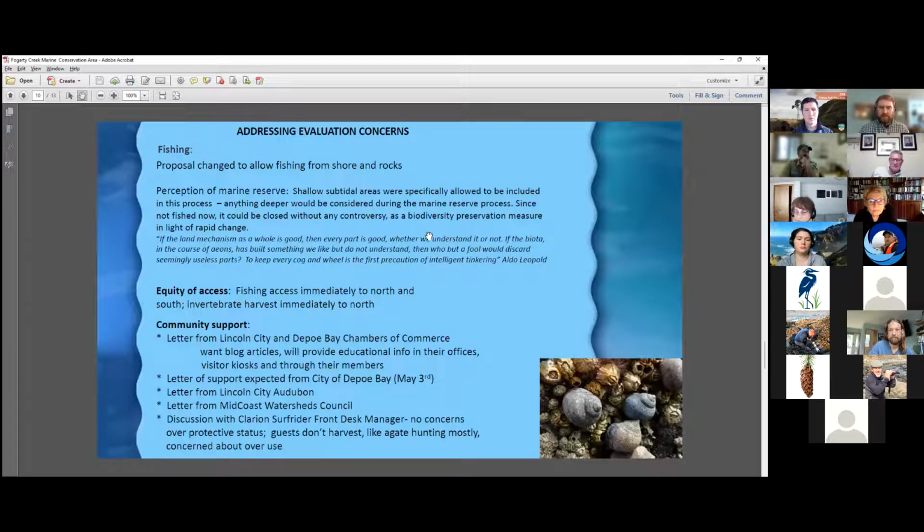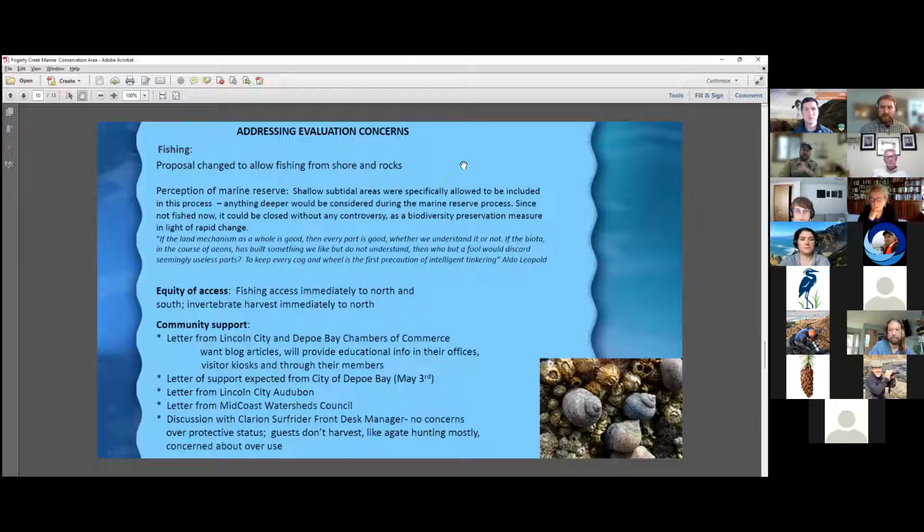So I'd like to specifically address some of the evaluation concerns. So, as I mentioned, I did propose to change the MCA proposal to allow fishing from the shore and rocks. I think it's not very productive fishing anyway here, but if that would make this proposal more palatable, I think that would be relatively minimal impact and would be acceptable.